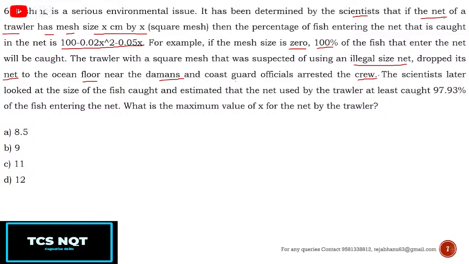The scientist later looked at the size of the fish caught and estimated that the net used by the trawler at the caught site caught 97.93% of the fish that enter the net.